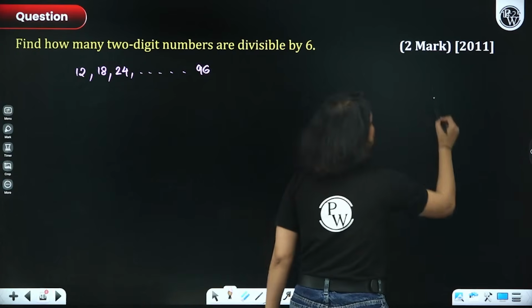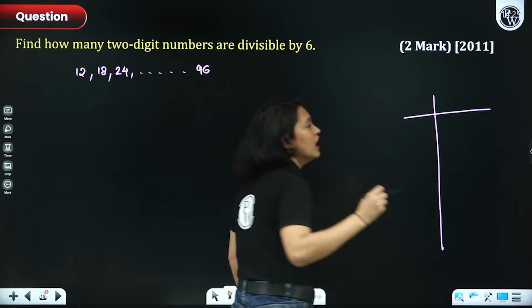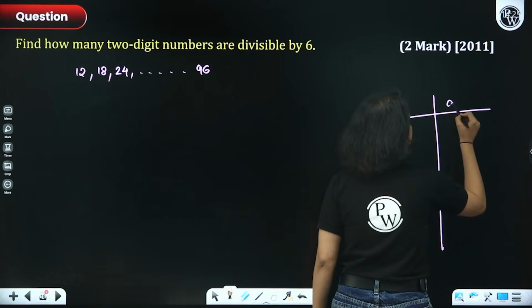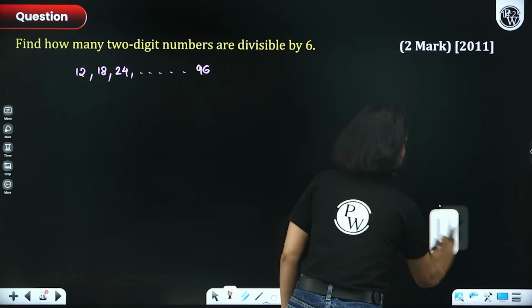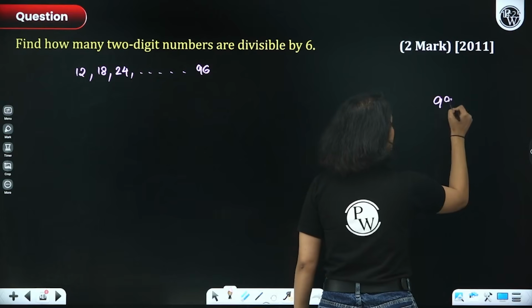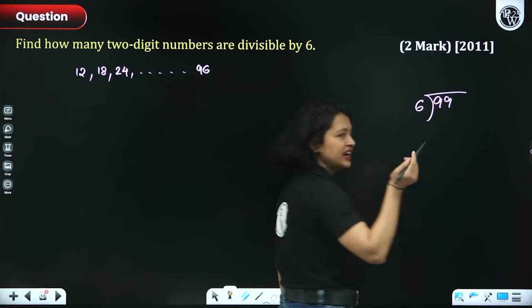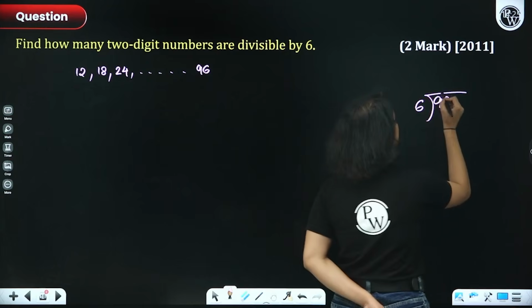If you are confused how to figure that out, no worries guys. What you can do is you can take 99, which is the last 2-digit number, and see what you're getting by dividing it by 6, right? So when I divide it by 6, what do I get?